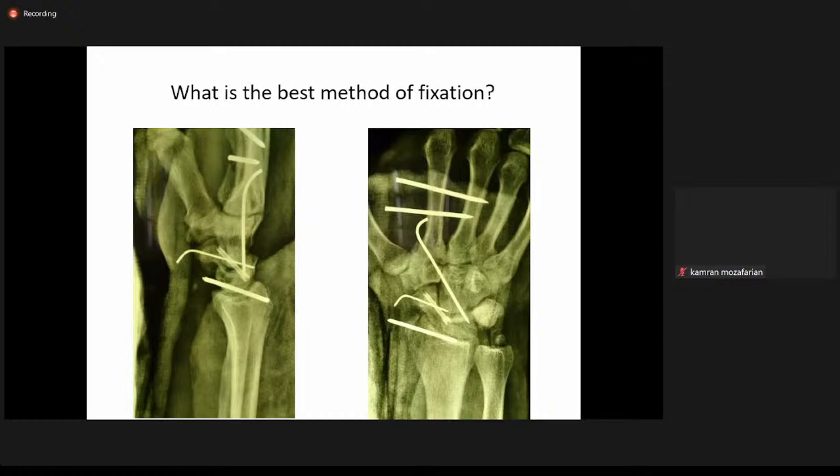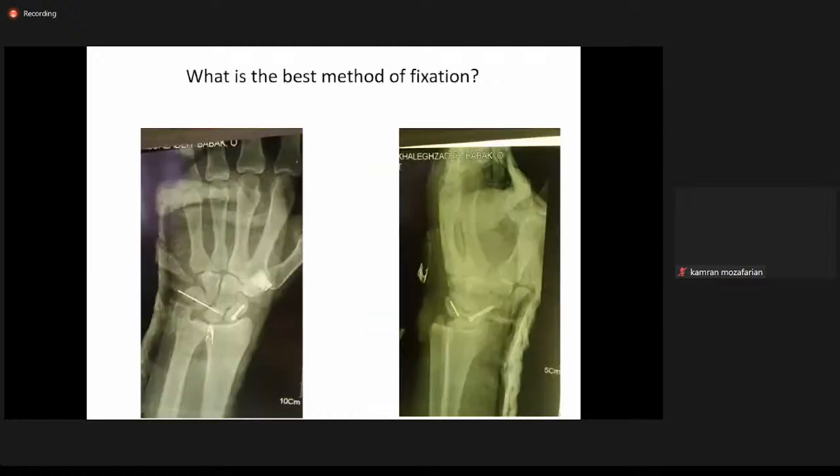What is the best method of fixation? In our example case, the styloid fracture is fixed by a pin, the scaphoid fracture is fixed by a Herbert screw, and the distal row is connected to the proximal row by a pin. In this patient, due to a fracture at the base of the second metacarpal, the second metacarpal is fixed to the third metacarpal via transmetacarpal pins.